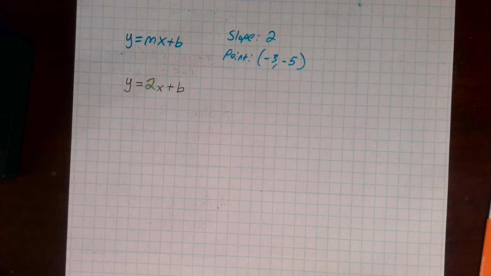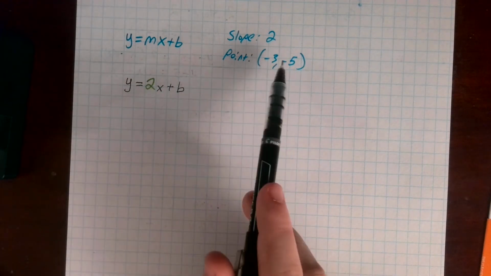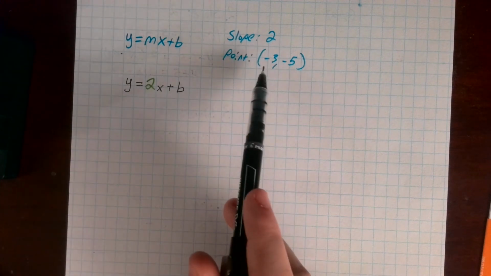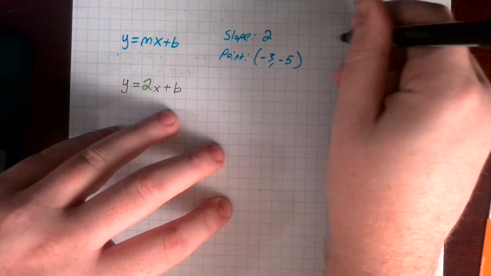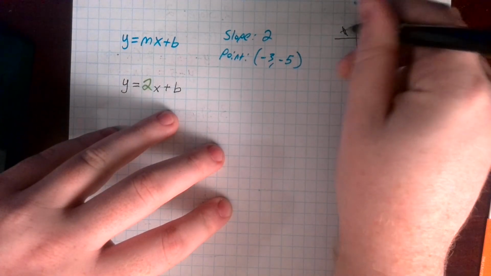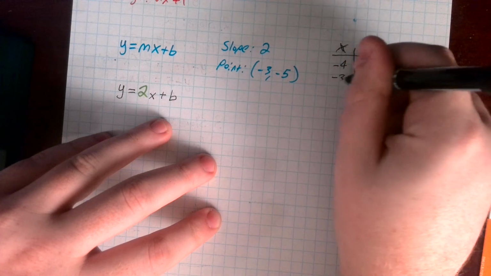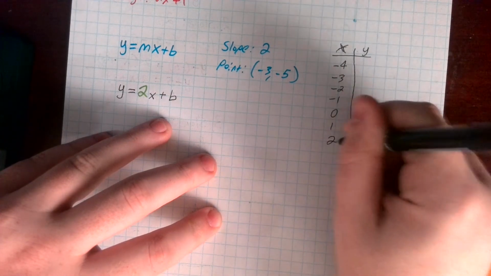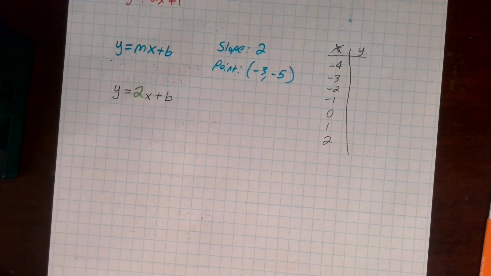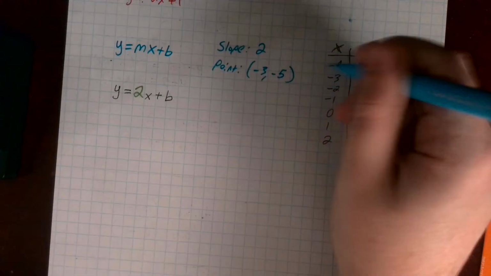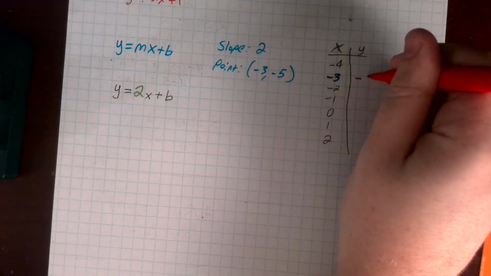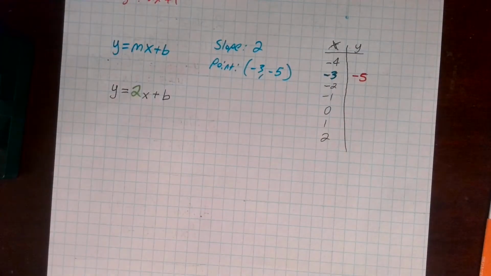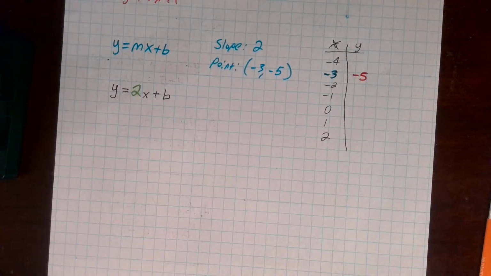Remember that all points that are given are on the line. Meaning that if we had, for instance, a table over here with a whole bunch of values for x and y, maybe we have -4, -3, -2, -1, 0, 1, 2, whatever these values may be, we know that there is a pair that works. We know that pair is -3 and -5 because that's a point on the line that we're given. We know that -3, -5 works in our final equation.